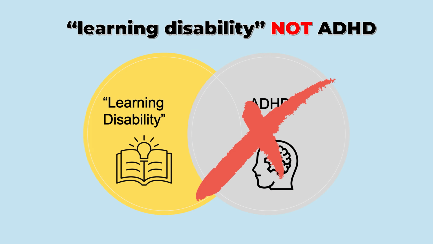NOT is a search connector that narrows your results because you are directing the database to exclude specific words from your search results. Use NOT carefully because it removes all results containing the word that follows the word NOT. For example, learning disability NOT ADHD.